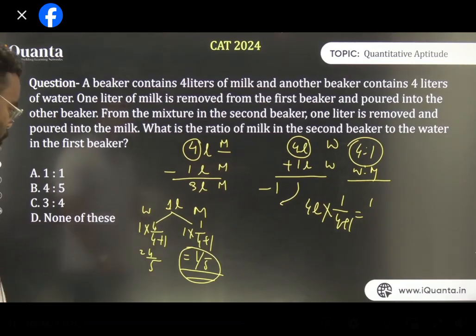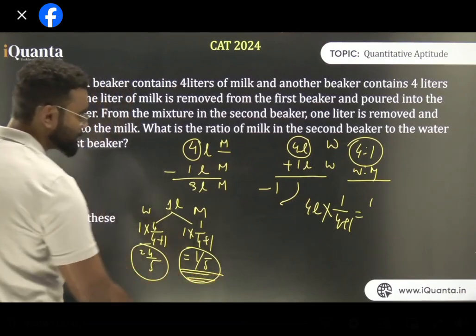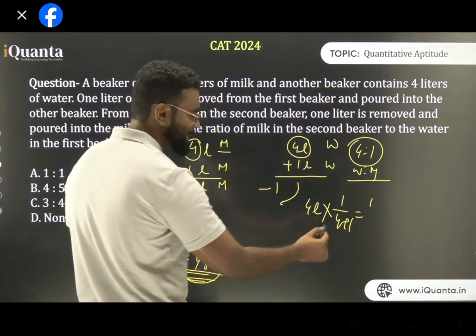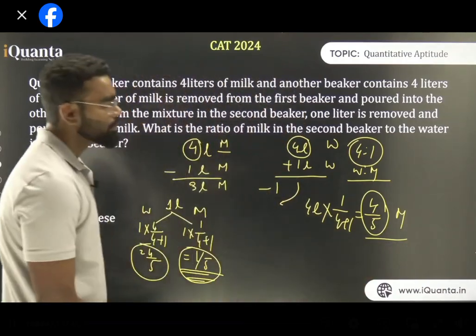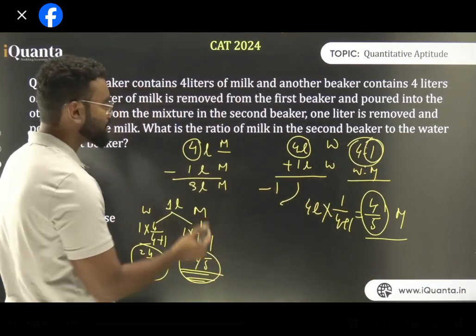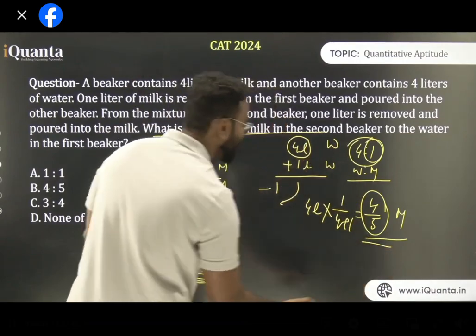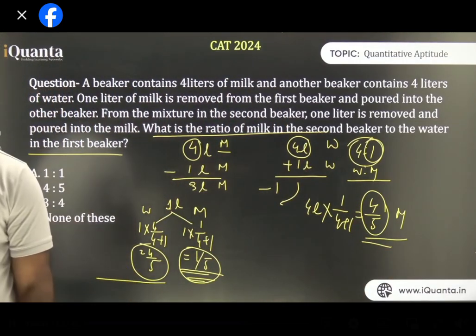Okay, I'm so sorry. So the amount of water is 4 upon 5 and this is the amount of milk. So in this case, 4 upon 5 is the amount of milk here, because 1 is the amount of water. So in the second beaker, the amount of milk is 4 upon 5 and the water in the first beaker is also 4 upon 5. Am I clear?